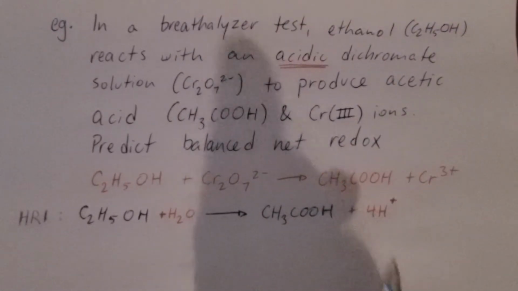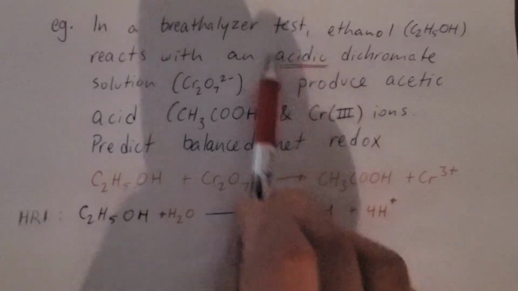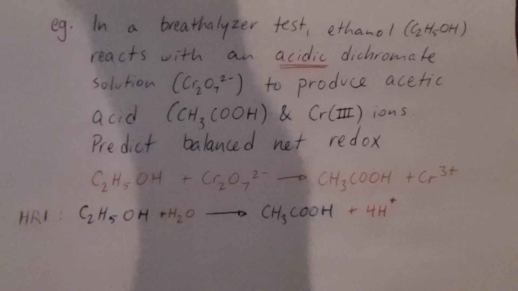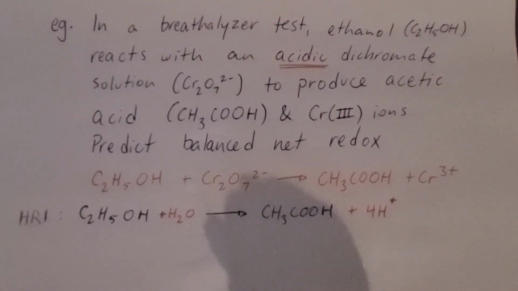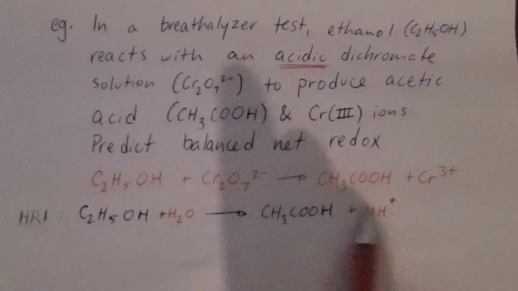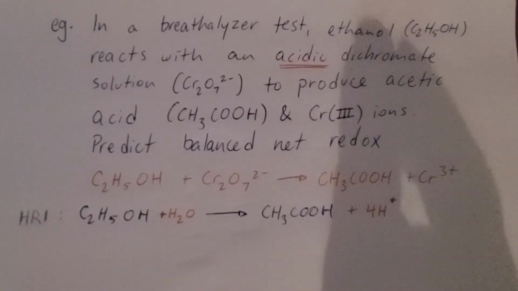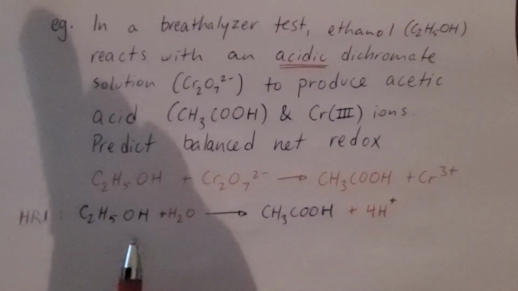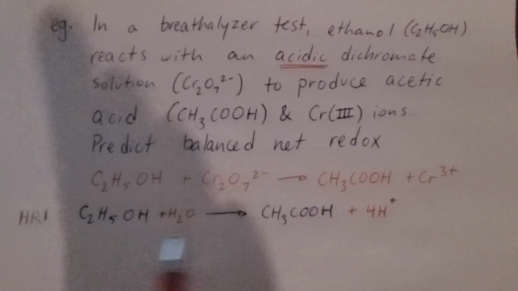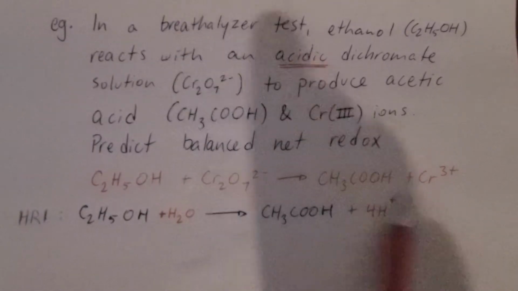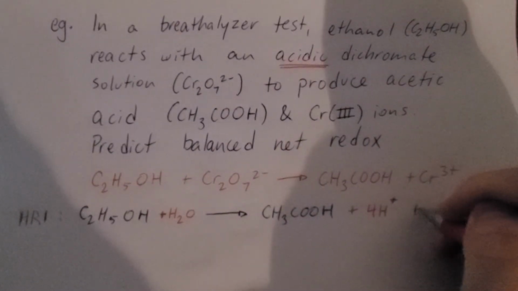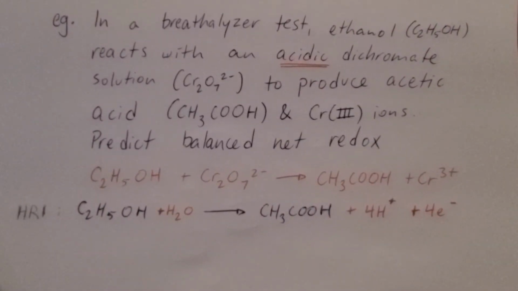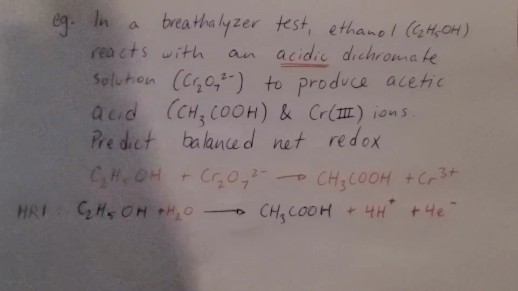Again, these ions come from the acidic environment. If it was a basic environment, we would add OHs on a later step. All right, now that our atoms are balanced, we just have to balance the overall charge. Okay, so this side's neutral, this side's plus 4. I need 4 electrons. Okay, that half reaction is now done.